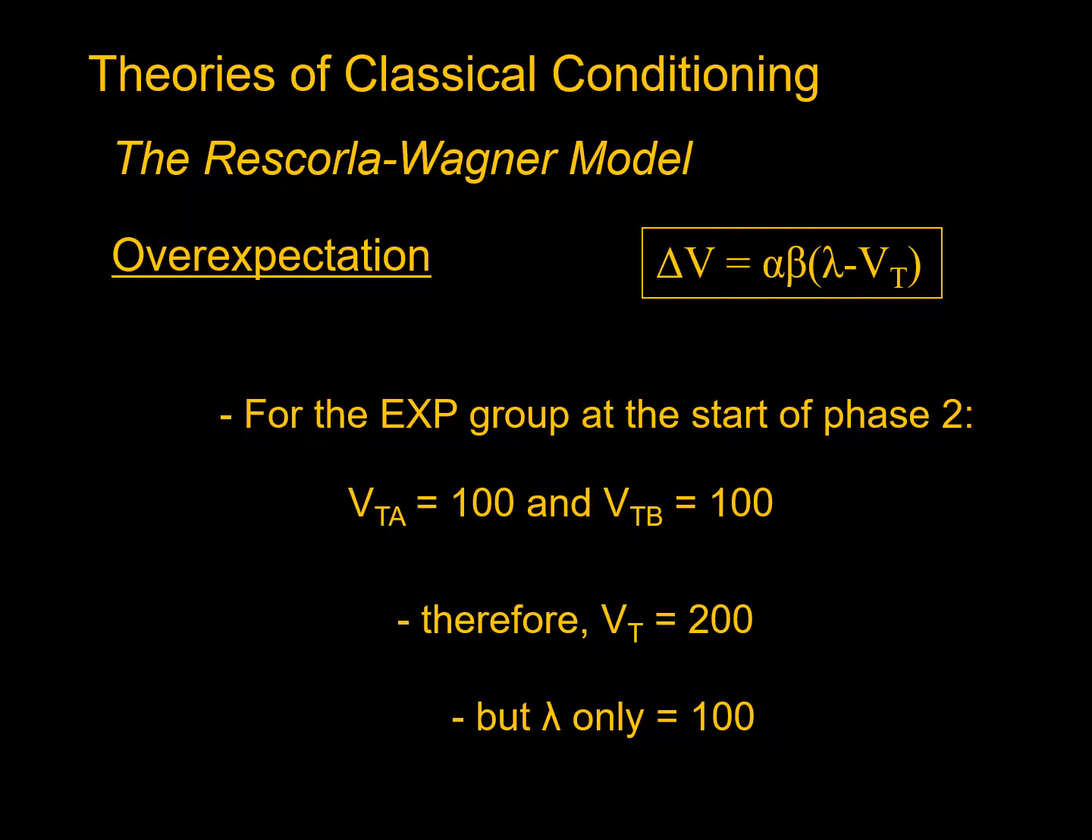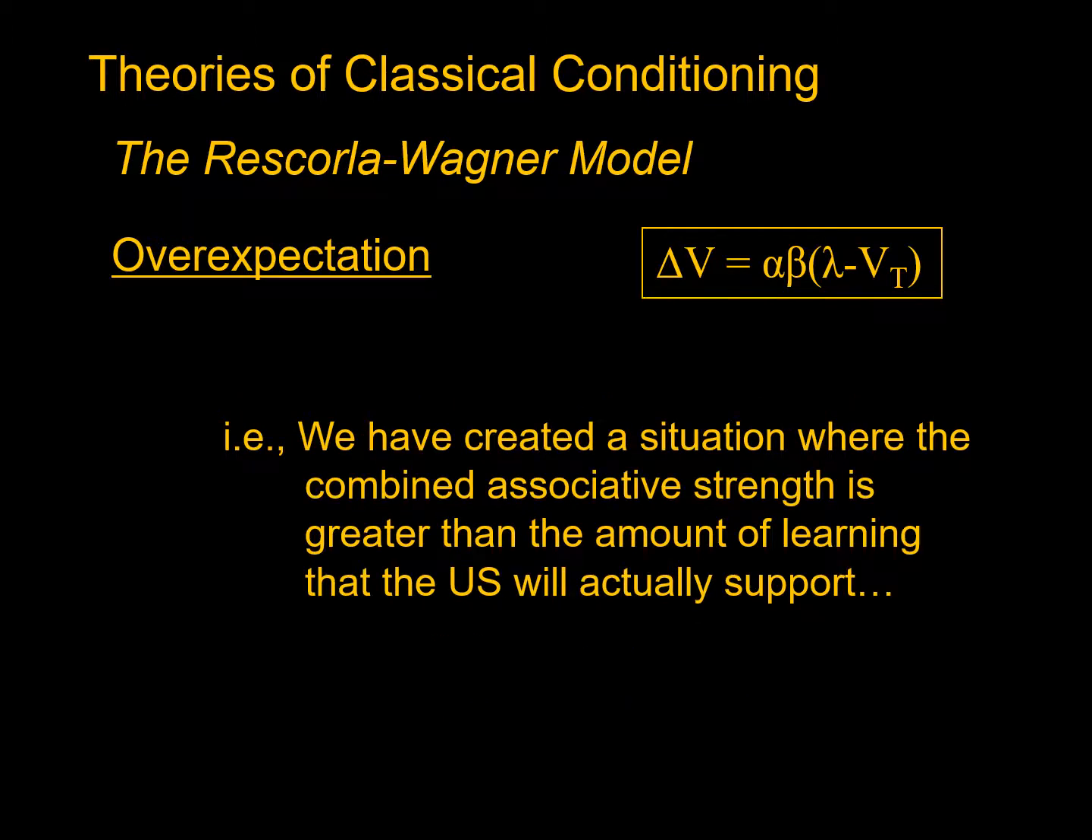So, we created a situation here, like I created with him doing odd jobs for me, where the combined associative strength is greater than the US is capable of supporting. The combined amount of work he did for me is greater than the value of the $20 that I'm going to give him.